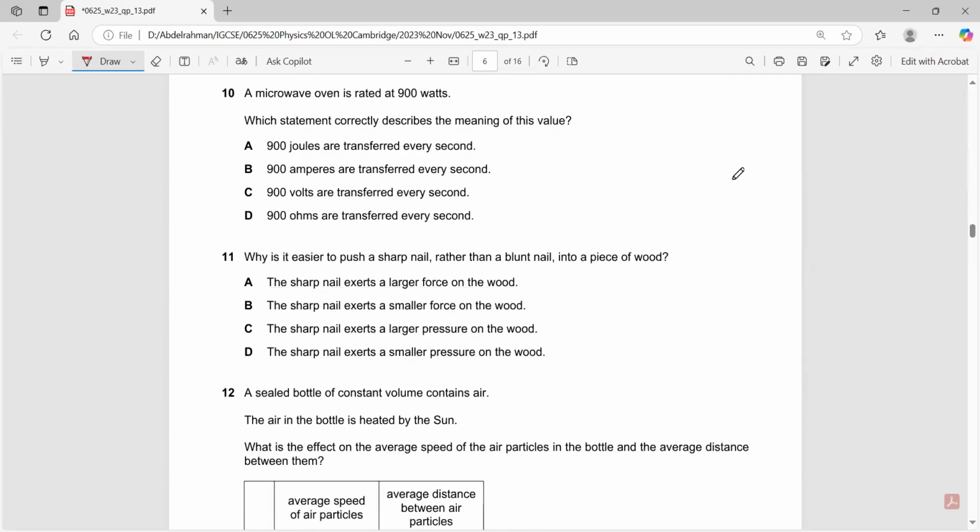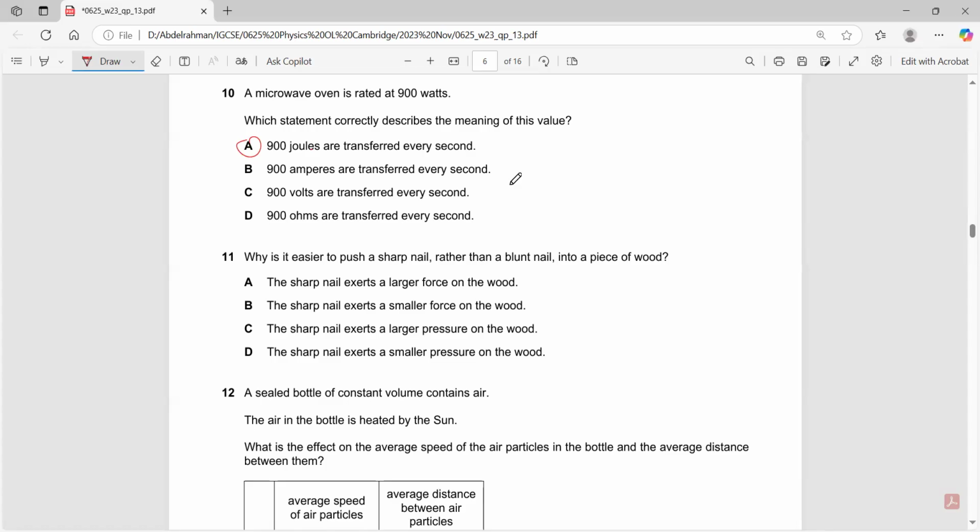Question 10. A microwave oven is rated at 900 watts. What does 900 watts mean? It is the power, or the energy per unit time. So energy, joules, every second. Energy per unit time.